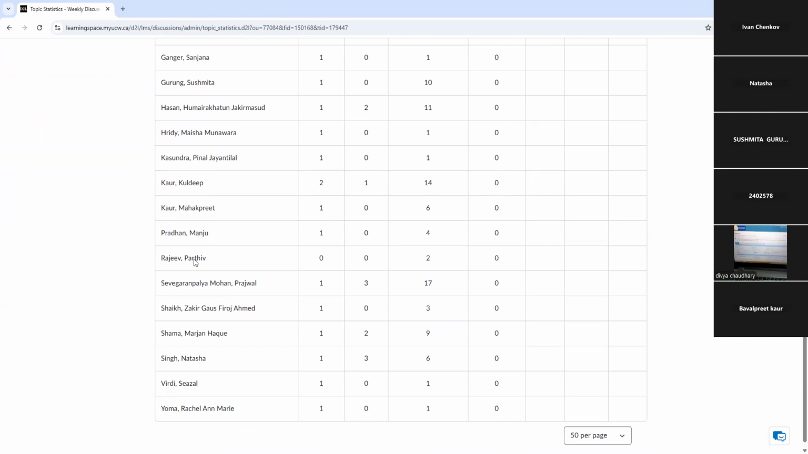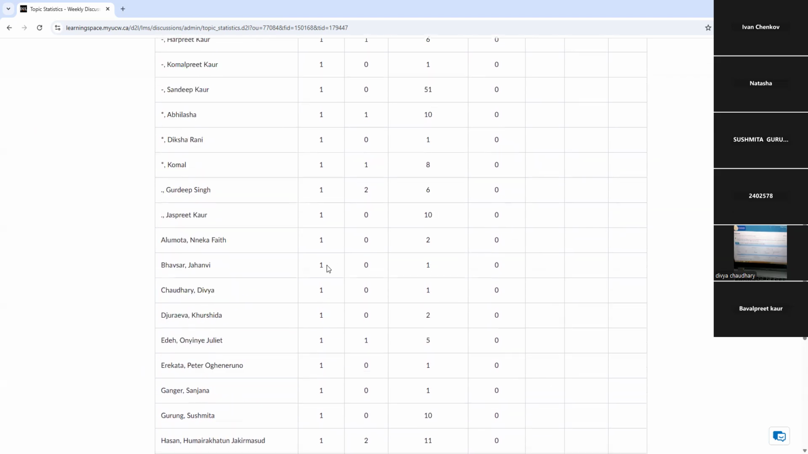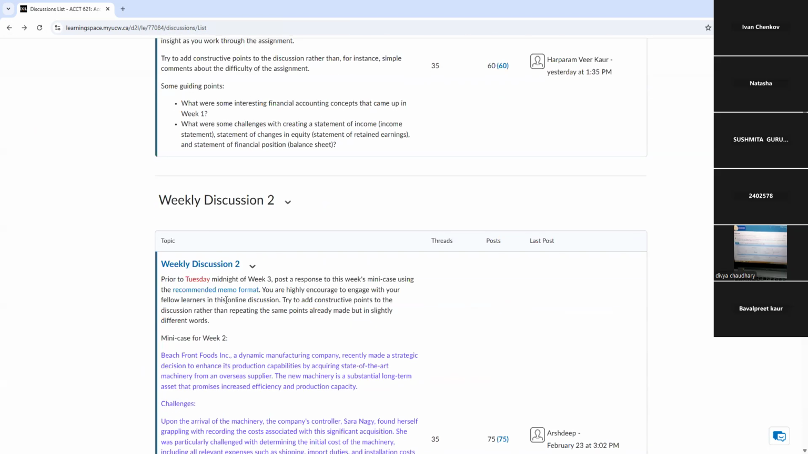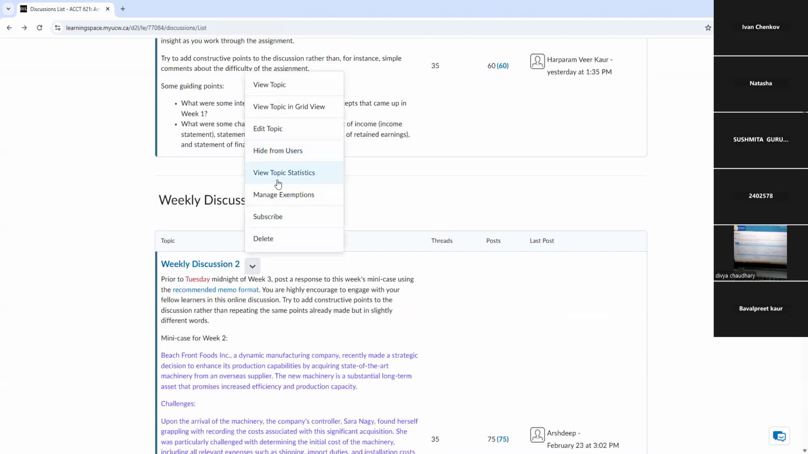This student decided not to post anything, so since we have 10 discussions, and every discussion gives you 0.5%, this person is going to lose 0.5%. So now he's down to 4.5%. Let's see the next statistic.